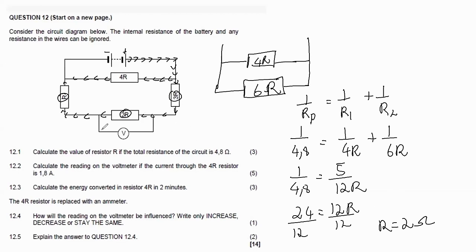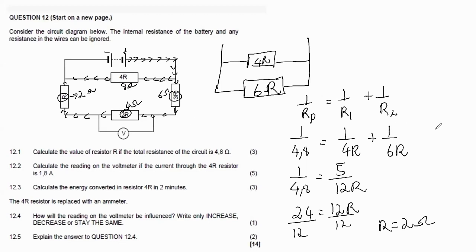Remember, if R is 2 ohms, the 2R means it's twice the value of R, the 3R means it's 3 times the value of R, and 4R means it's 4 times the value of R. So here we would have 4 ohms, here we would have 6 ohms, and here we would have 8 ohms. So that's the meaning of that.